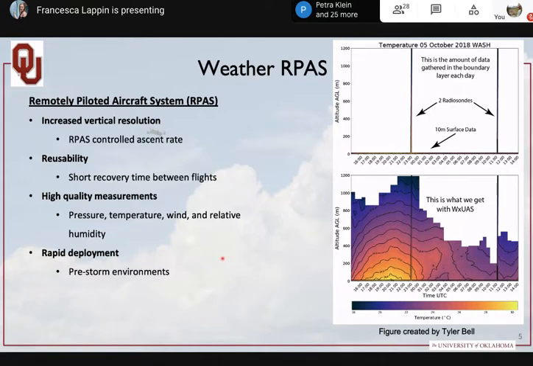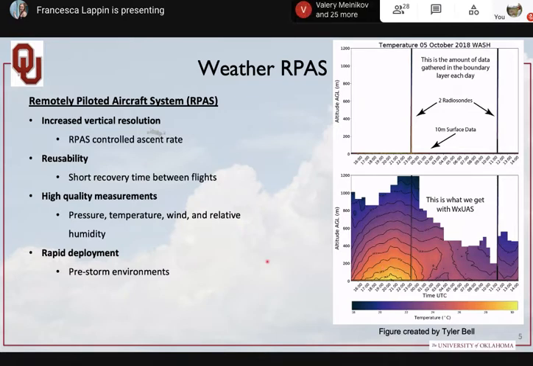The measurements are very high quality. If we look at this figure that I got from Tyler Bell, you can see the amount of data that you get from just 2 radiosondes being deployed and then a surface station. And when you include the data you get from RPAS, it is a much more continuous field in time and height. And if you look at the RPAS, which is the shaded field, and then these columns, which are actually the radiosonde data, you really can't tell the difference between the two measurements because they are very close in accuracy.